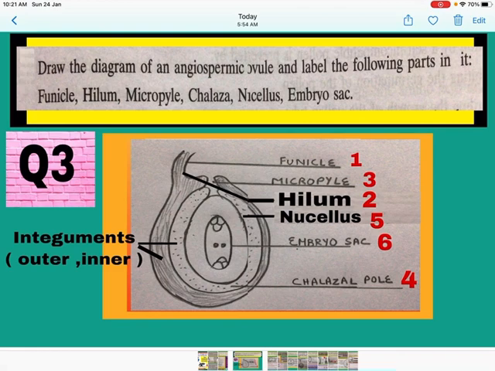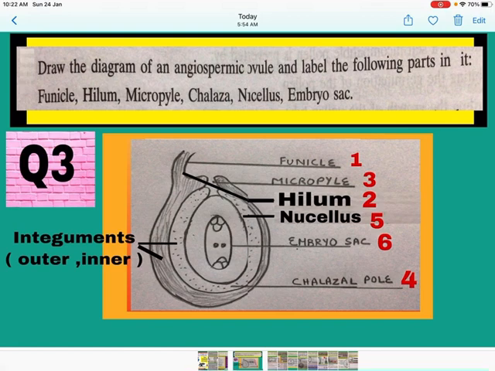Here you have to make the diagram of an angiospermic ovule, and label the following parts in it. You have to draw the diagram as shown, and see the different parts. Number 1, it is the funicle. It is a stalk with which the ovule is attached with the ovary. Now see 2, hilum. It is the junction between the funicle and ovule.